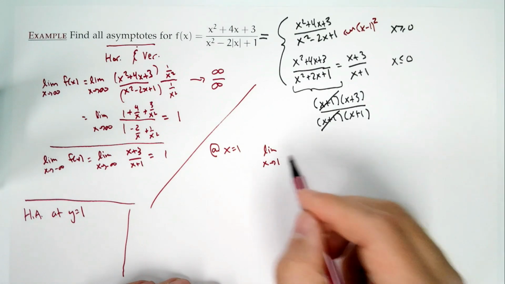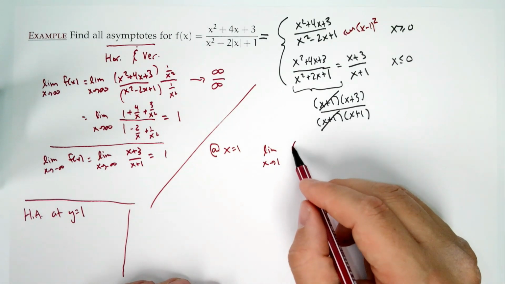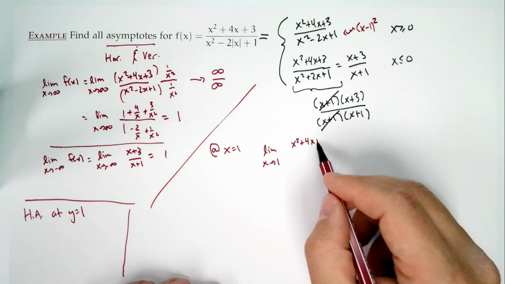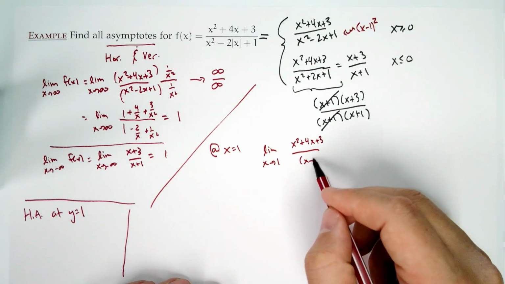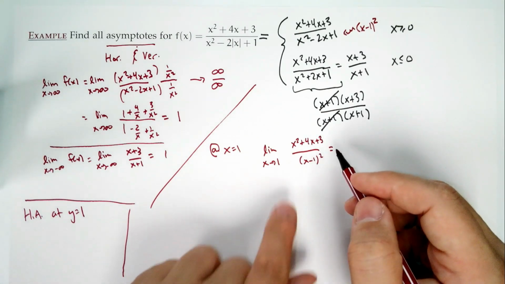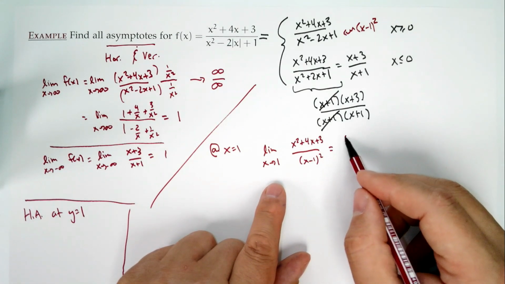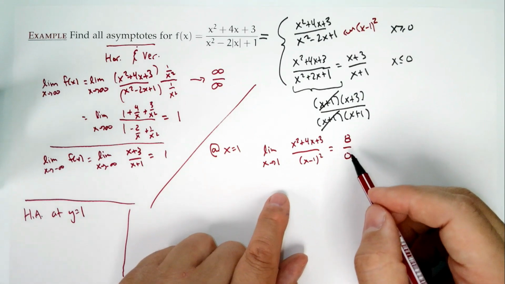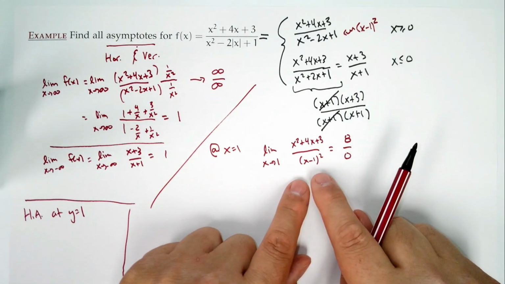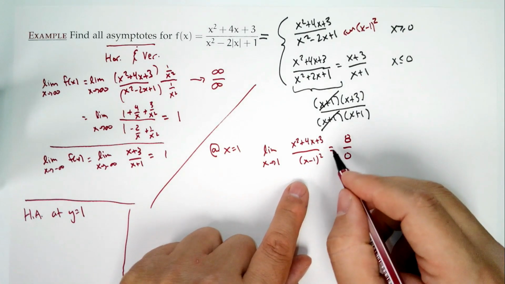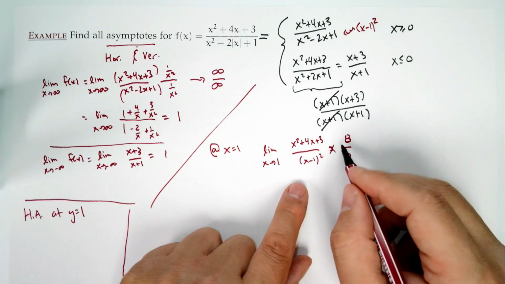As x goes to 1 of, and I'll write this, x squared plus 4x plus 3 over x minus 1 squared. Well, upstairs would be 1 plus 4 plus 3. That's 8 over 0. But we can be a little bit more specific. So first off, we shouldn't say 8 over 0 because that's not a thing. But it's going towards 8 over 0.